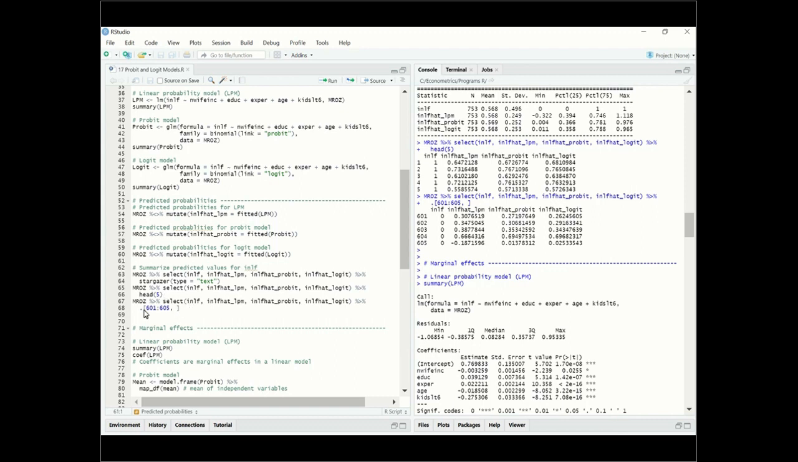I have chosen to look at the observations from 601 to 605 in the data. So we're going to look at observations 1, 2, 3, 4, and 5, and then 601 to 605. These are the descriptive statistics that we see here. For the actual value in labor force, the mean is 0.57. That's the mean that I showed you in the very beginning of this R script.